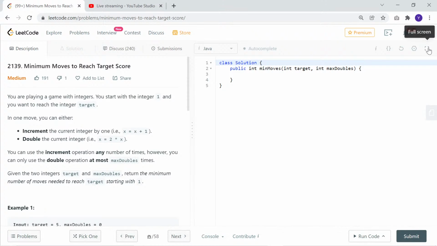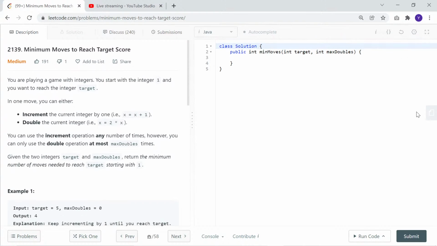So today let's look at the Q2 of the contest of yesterday. The question 2139, minimum moves to reach target score. The question is you are playing a game with the integers. You start with the integer 1 and you want to reach the integer target. So we just need to go from 1 to target.